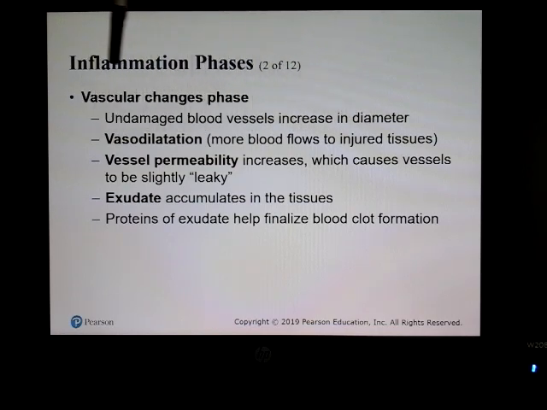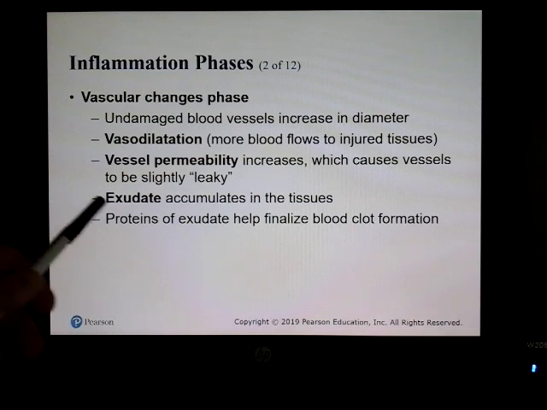Another important thing that happens during inflammation is that you get vessel permeability. And this causes then the blood vessels to be slightly leaky. So the cells themselves, there's little gaps that happen. Then you get some exudate that accumulates in the tissue, and that's like some serum and things like that wind up accumulating.